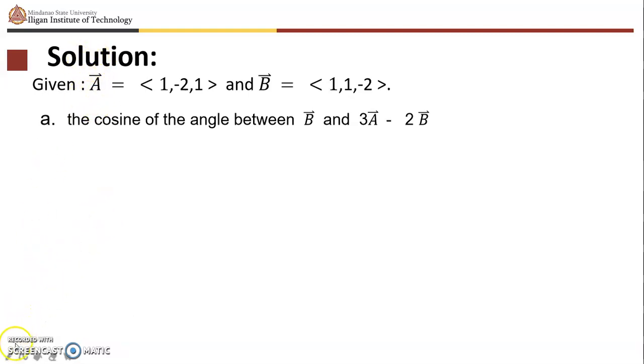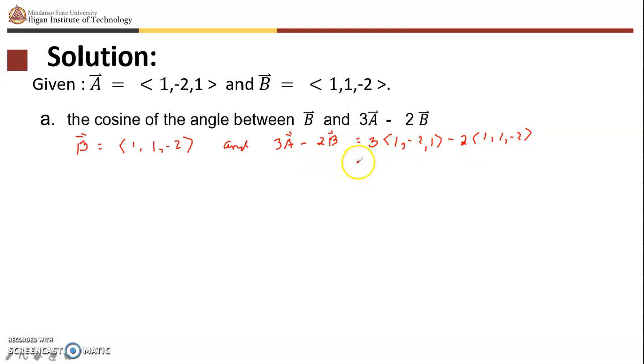Since we have vector B equals 1, 1, negative 2, and when we try to solve for 3A minus 2B, this should give us 3 times our A, which is 1, negative 2, 1, then minus 2 times our B, which is 1, 1, negative 2. Then 3A minus 2B should give us 3, negative 6, 3.